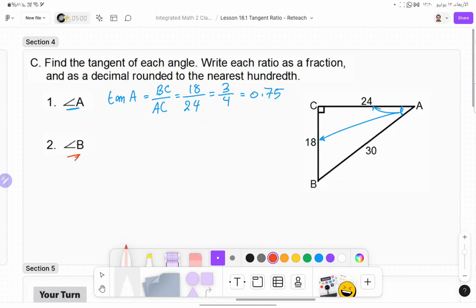Okay, now let's find the other angle. Where is angle B? This one is angle B. Which one is the opposite side? This one here is the opposite side. So tan B is equal to AC over BC. Okay, so 24 over 18, which is equal to 4 over 3. Sorry, this is not 0.75. This one will be 1.3333. Okay, so this is the ratio.